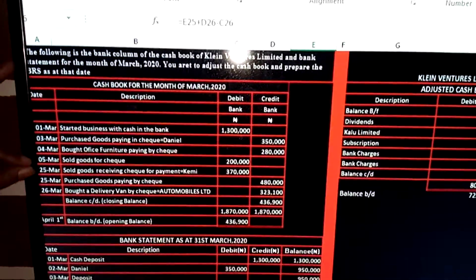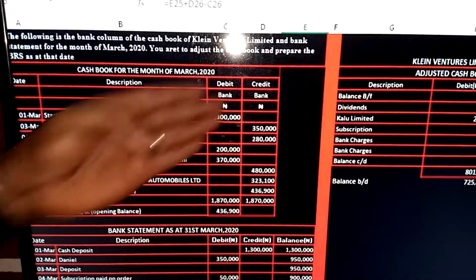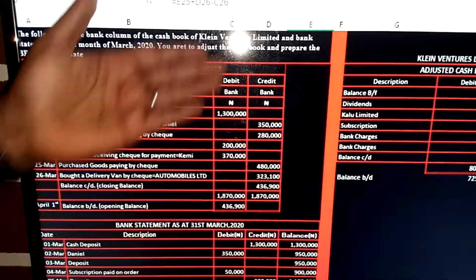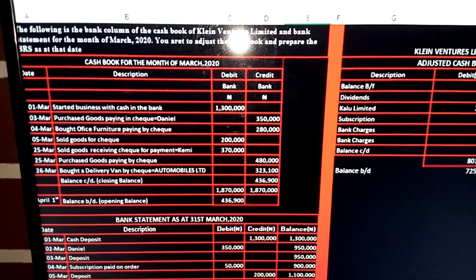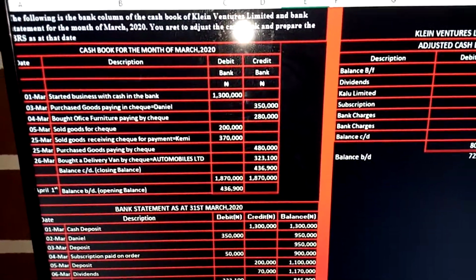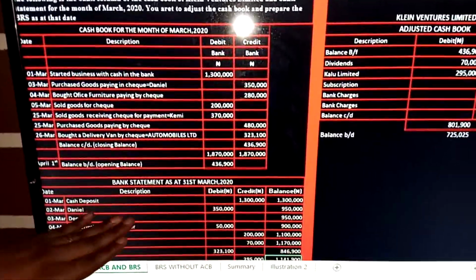Here's the cash book. Remember, in your cash book, when you make payment, you credit. When you receive payment, you what? Debit. It's bank because it's going through the bank. And now the bank will also send you their bank statement. This is the bank statement.